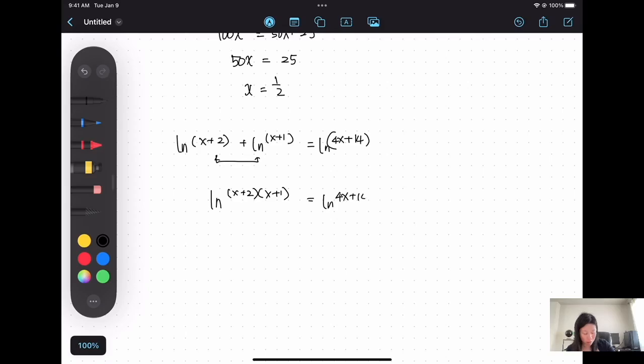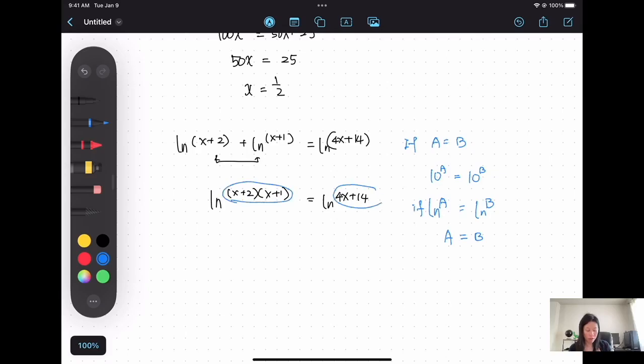Okay, so think about that. We talked about, hey, if a equals b, that means 10 to the a power is going to equal 10 to the b power. Can I apply the same thing for the logarithm function? The answer is yes, because if you think about it, ln a is equal to ln b. So that means a has to be equal to b. Well, in this case, I have x plus 2 times x plus 1 equals 4x plus 14.